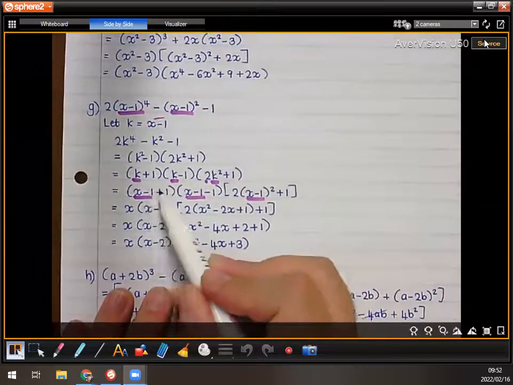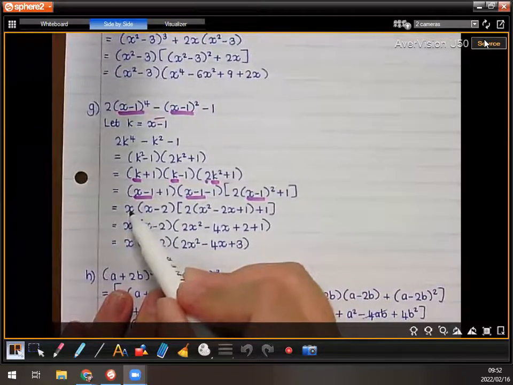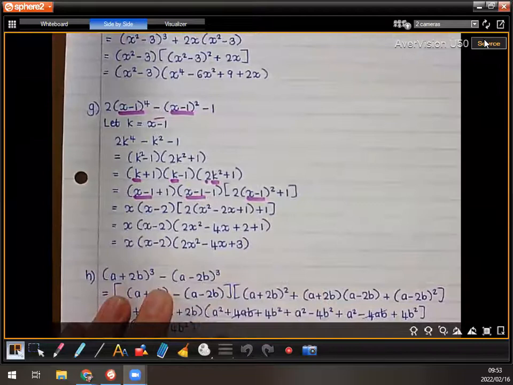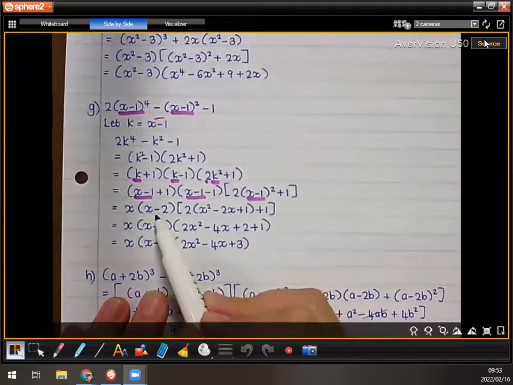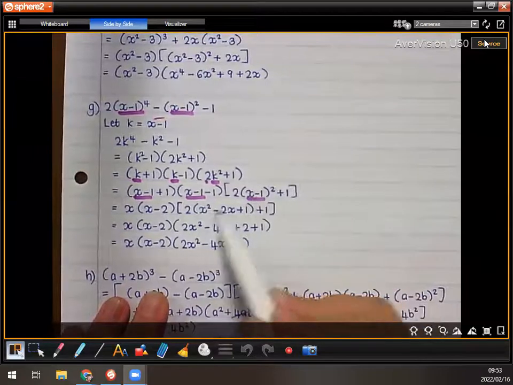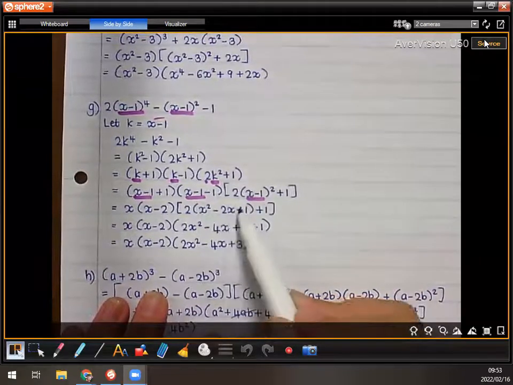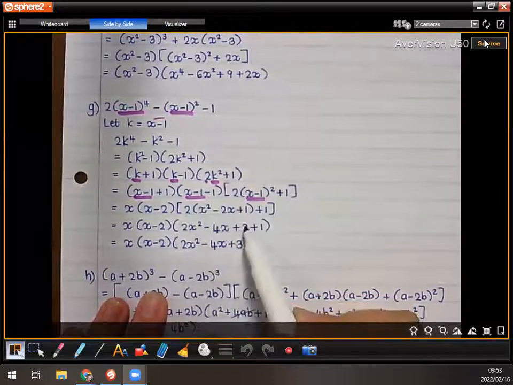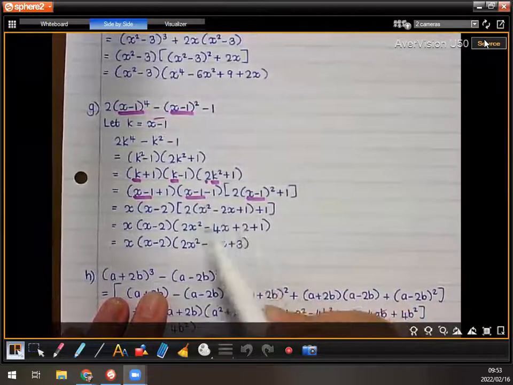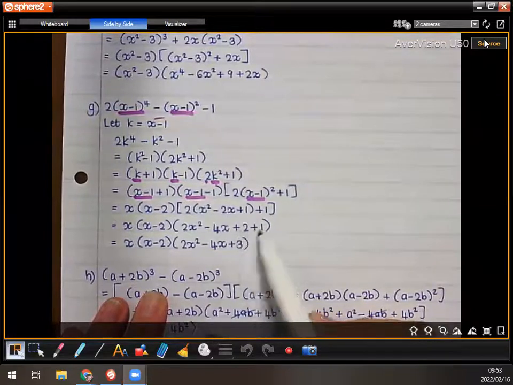So x minus 1 plus 1, that's 0, right? So that just becomes x. In the second bracket, minus 1 minus 1 is minus 2. Then I squared my bracket using the binomial squaring shortcut, and then I multiplied the 2 in. And then all I did from there was simplify the 2 and the 1.